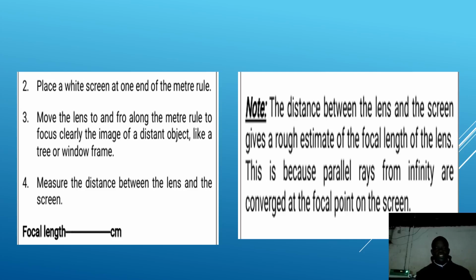Move the lens to and fro along the meter rule to focus clearly the image of a distant object like a tree or a window frame. So measure the distance between the lens and the screen. Then you record your focal length. You should note, however, that the distance between the lens and the screen gives a rough estimate of the focal length of the lens. This is because parallel rays from infinity are converged at the focal point on the screen.